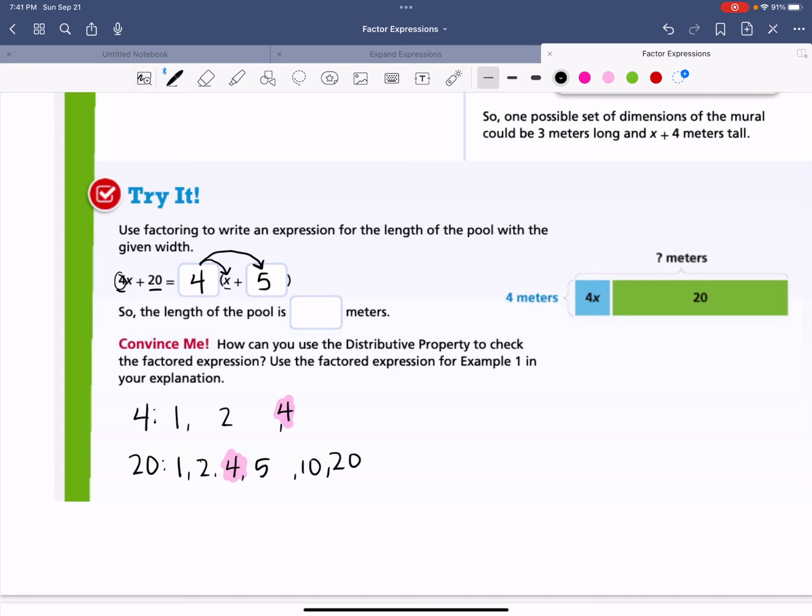So you see how it's kind of the opposite of what we were doing yesterday, the opposite of the distributive property? All right, so in this problem, they were asking, what is the length of the pool? So if this is our 4, this is going to be our x plus 5. So the length is x plus 5.